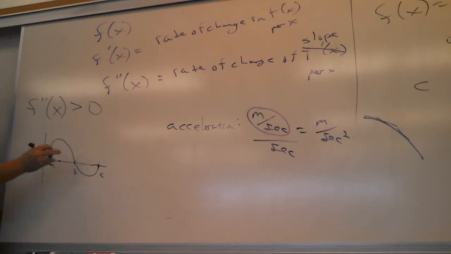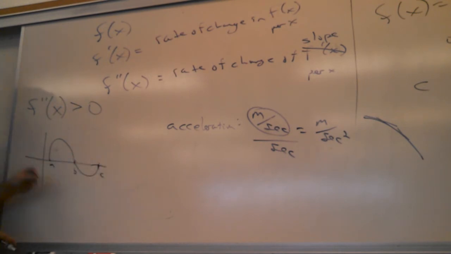From B to C. So I want the rate of change of the slope to be positive. So if it's negative, I want it to be getting less negative. If it's positive, I want it to be getting more positive. So right here, what's the slope? Is it positive or negative? Positive. But what's happening to the poor dude? It's getting less positive. So where's the slope getting more positive? Here it's negative, but what's happening to it?